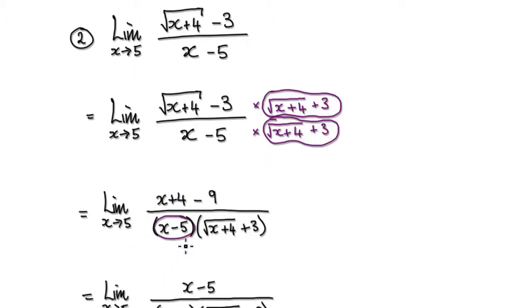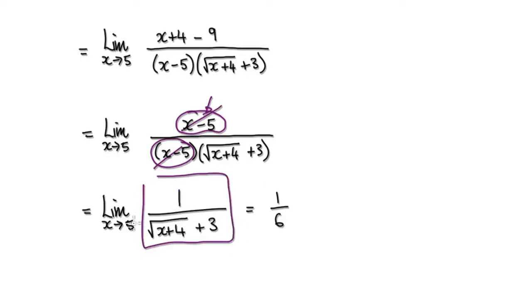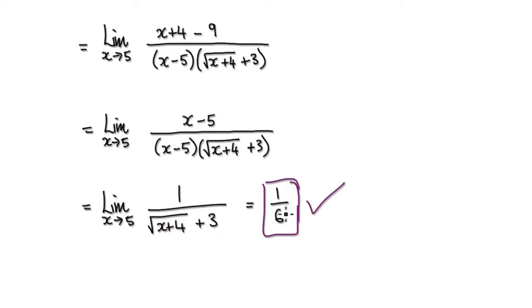Now when you merge the 4 and the negative 9, it will become negative 5, which turns out to be the same as this thing here. You can see that this thing is exactly the same as this thing, so in a way they cancel each other out, giving you this. Now when you put 5 into here, nothing breaks down, because this thing here would be 9, square root of 9 is 3, 3 plus 3 is 6. You're not dividing by 0, so everything works. So the limit is 1 over 6.